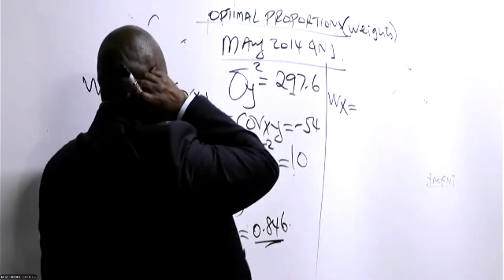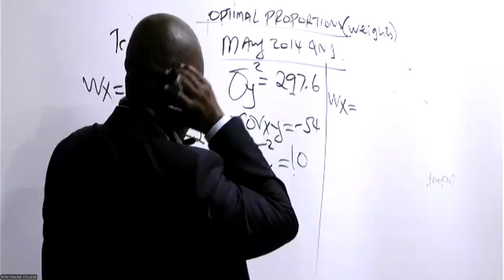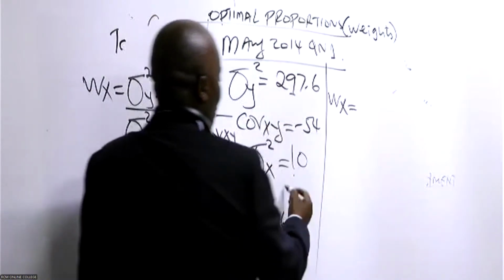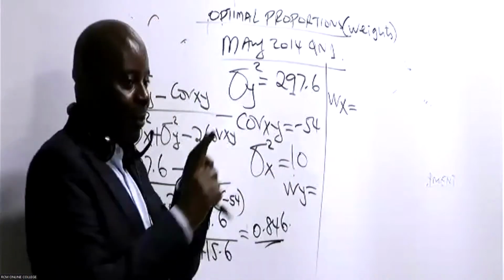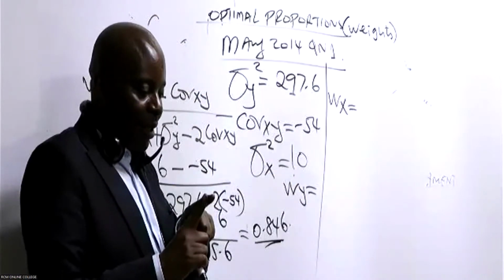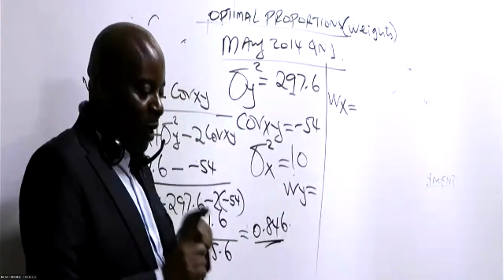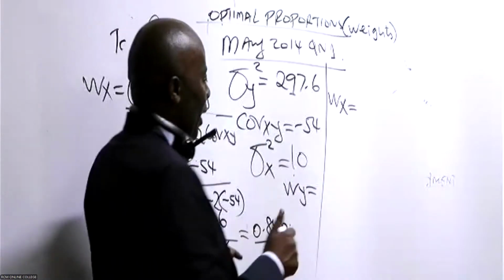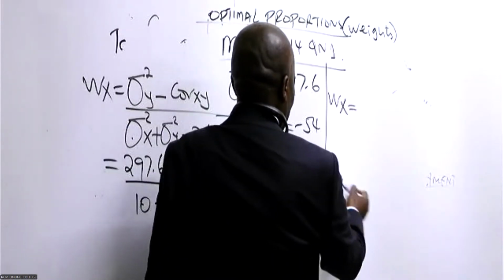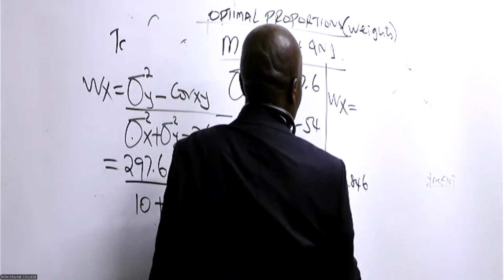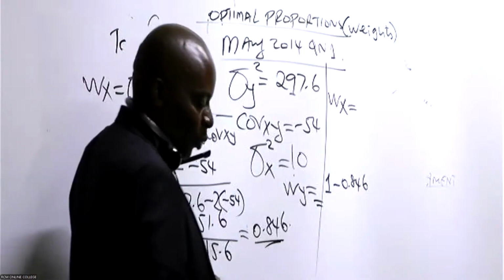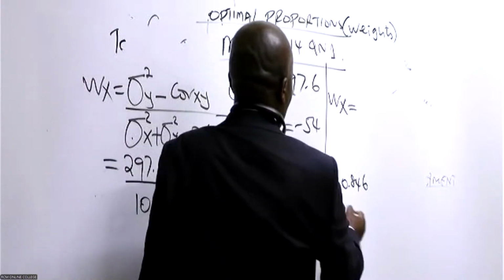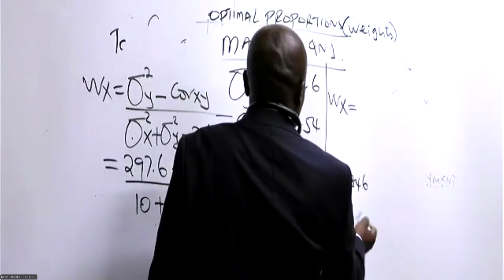So if you've gotten, in this case here, the weight of x as 0.846, what do you think will be the weight of y? The two must always add up to 1. So to get weight of y, I will take 1 minus 0.846, which will end up giving us what figure? 0.154, like that.